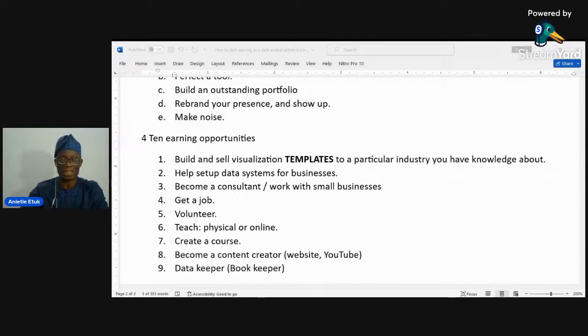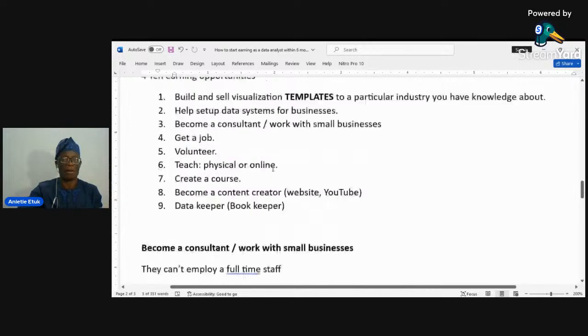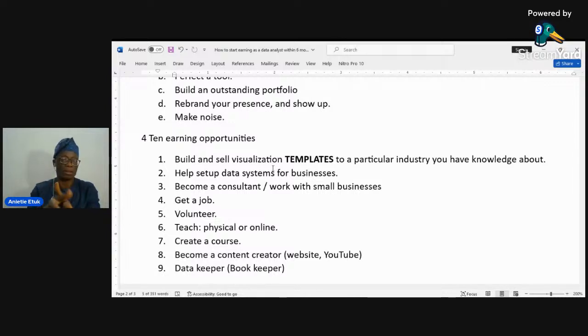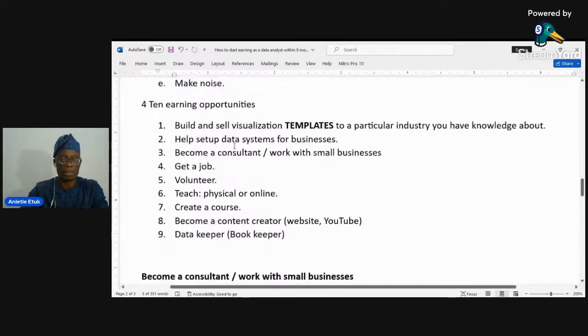Okay, so let's get to the last part of our discussion today, which is the main thing. Now, how do I earn as a data analyst? I'll list out the 10. I brought out the 10 already.